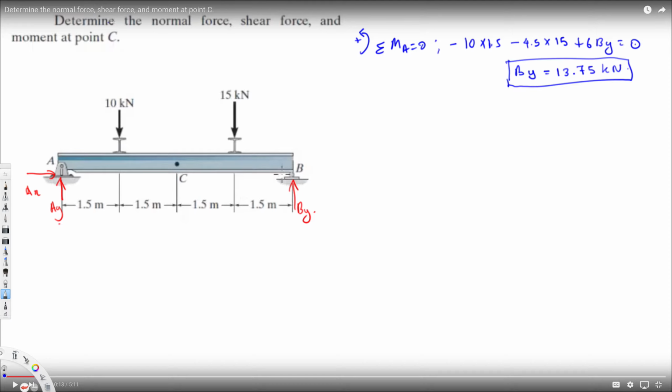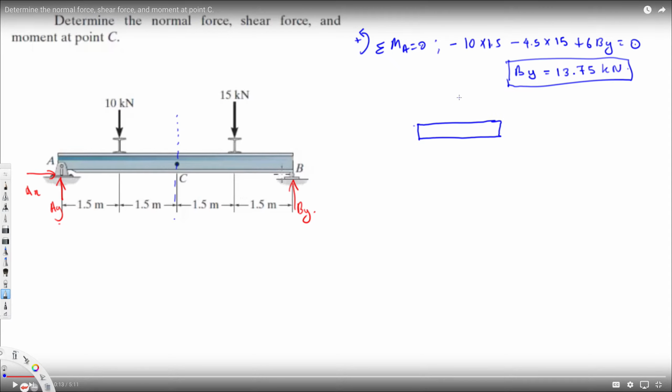The question is asking to determine the normal force, shear force, and moment at C. So we have to find the forces here. In order to find this, I can cut this part off and separate it as a piece. I can take this part alone because I already know BY, so I can calculate the others from this one. So let's draw this part separately.